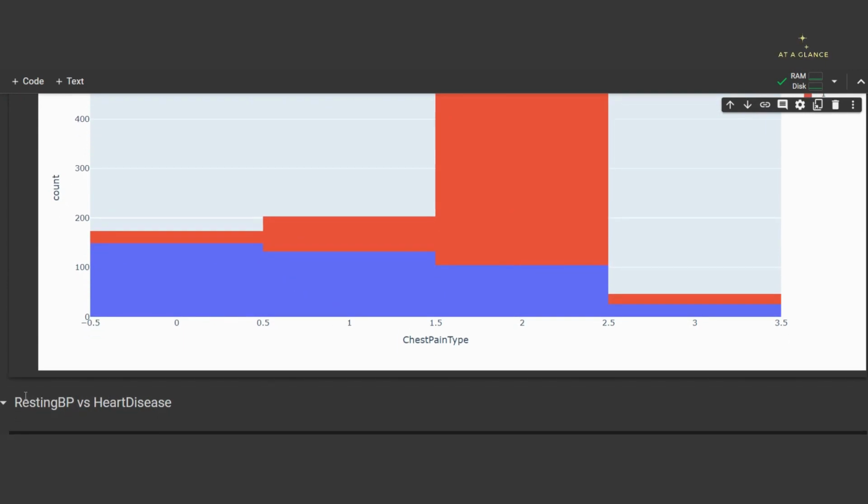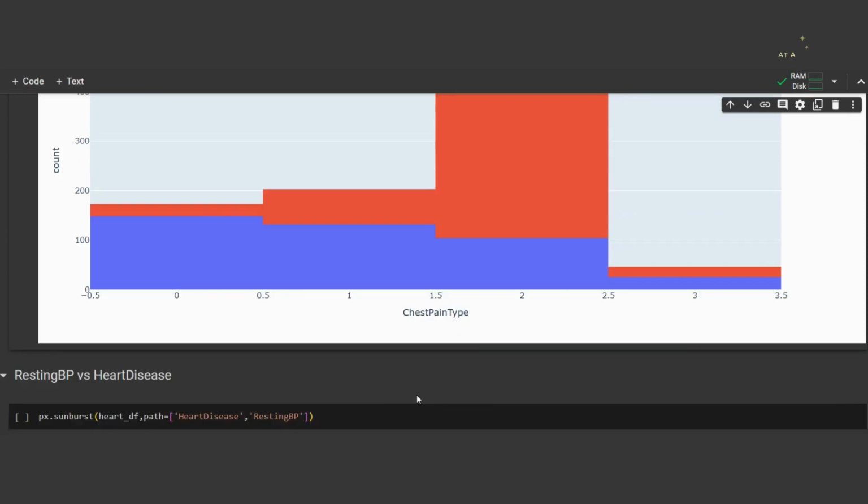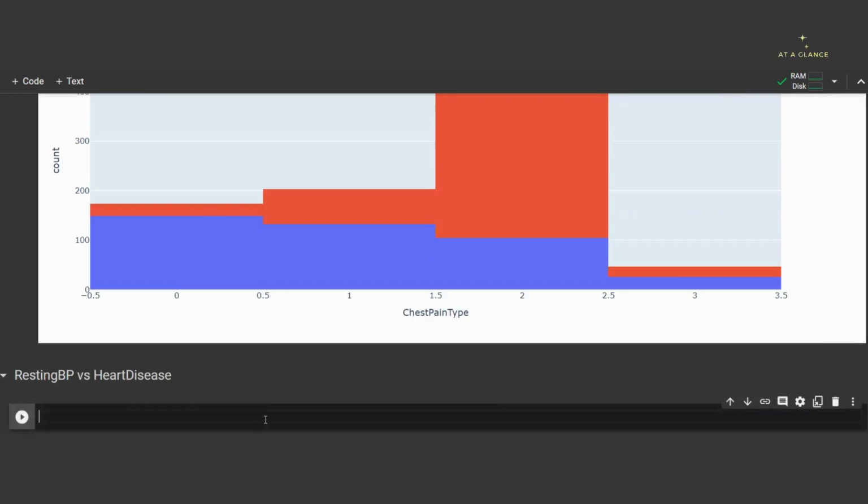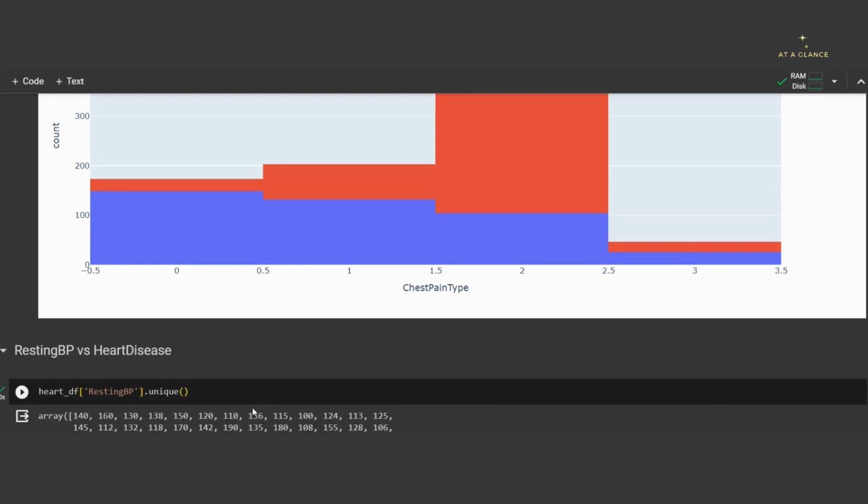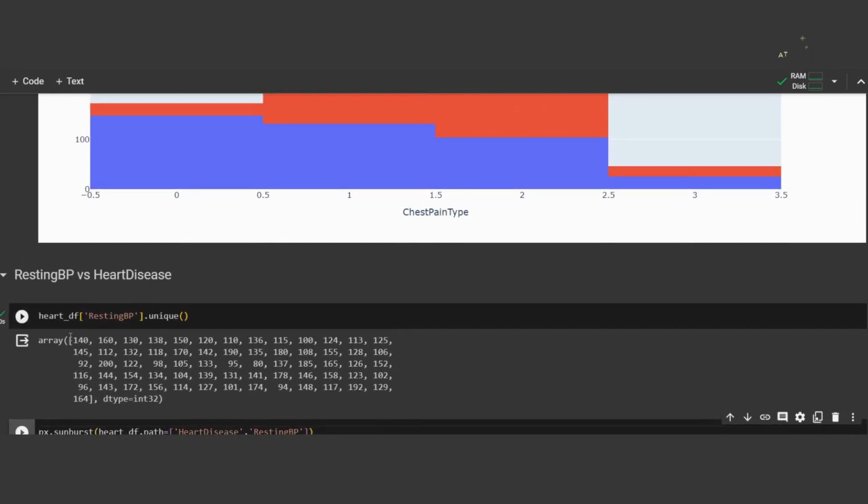So, here let's move on to the resting blood pressure versus heart disease. If you remember, resting blood pressure had numerical values. Let me tell you what values were present. heart_DF of resting blood pressure, and if I print the unique values, you can see there are this many unique values in resting blood pressure. So it's a numerical column.